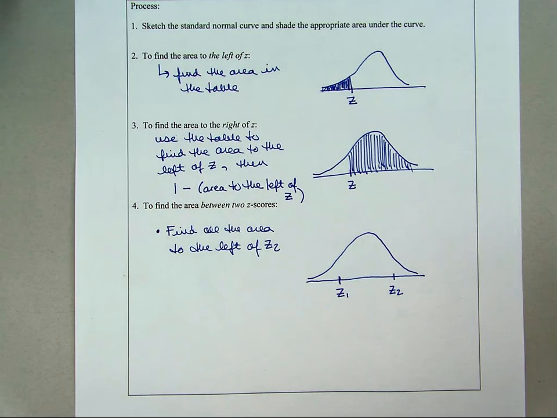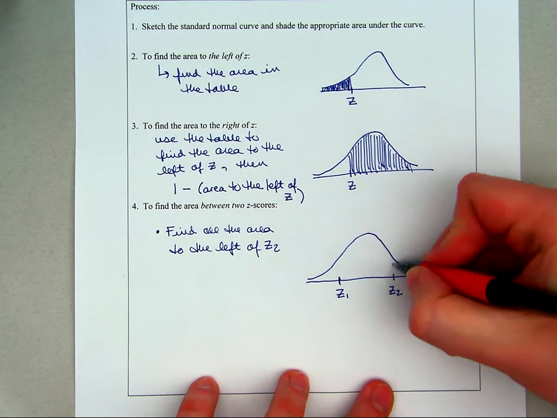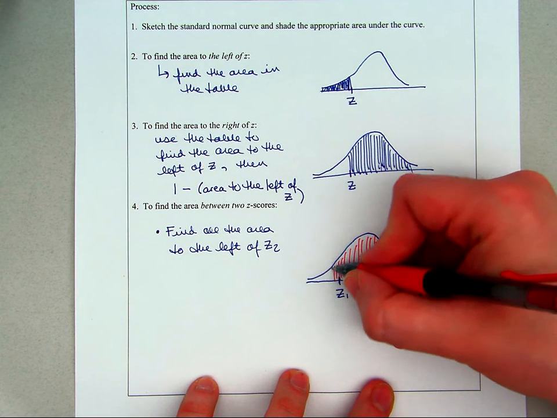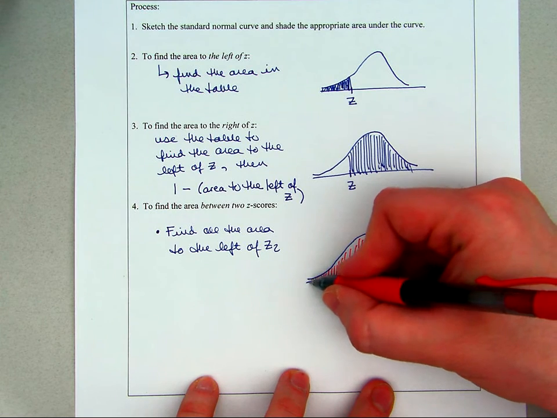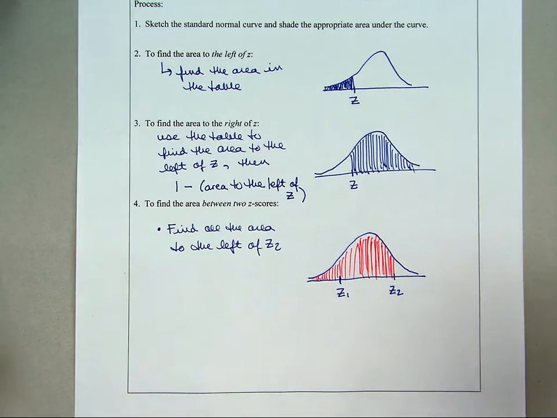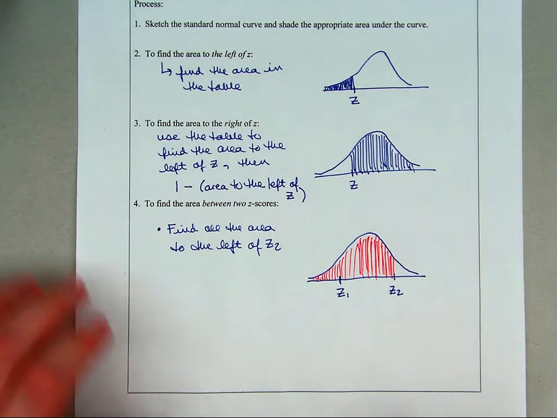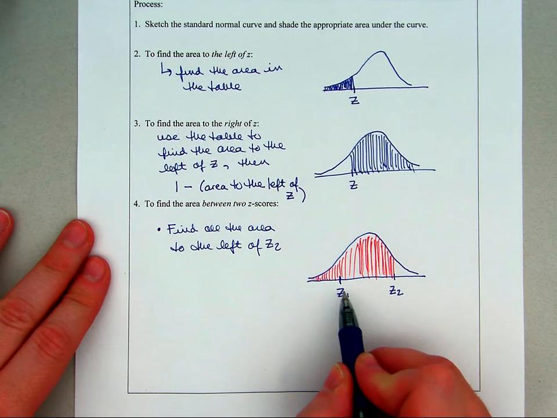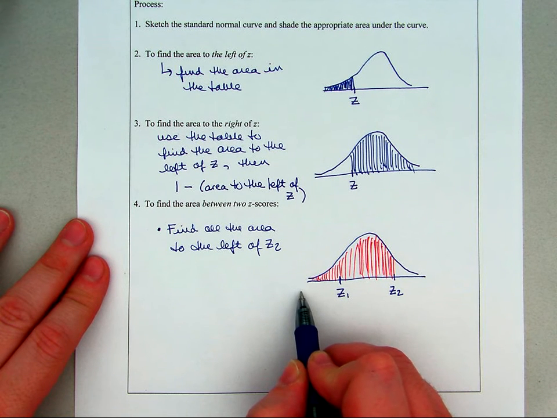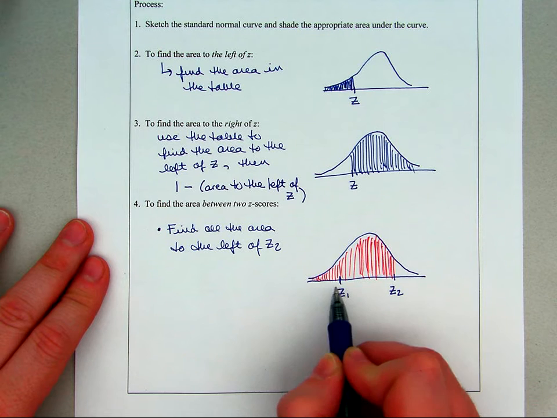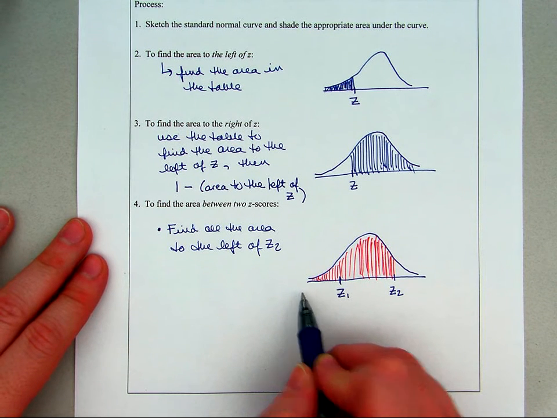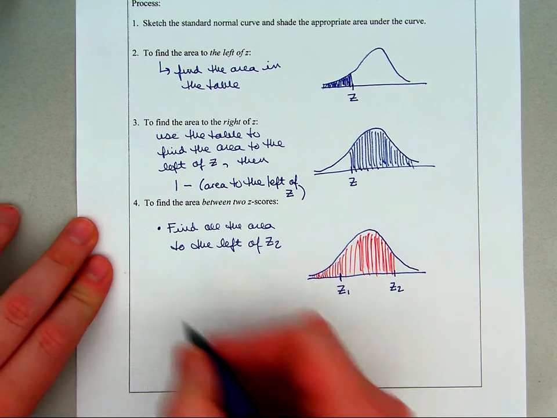And once I've found that, I will know this entire shaded region, which is a little too much, but at least that's a good place for me to start. But I just want the area between z1 and z2, not the area that's to the left of z1. Well, all that I need to do is find that area to the left of z1, which I can just get from my table, do some subtraction, and I'll be left with the area in between.